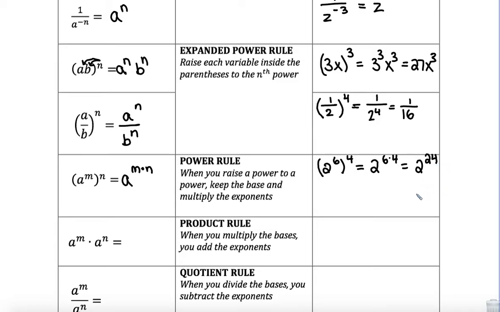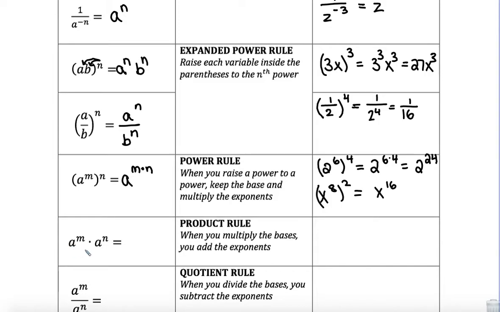A big mistake people make is they want to add these two numbers. It is not adding, you are multiplying. 6 times 4. So x to the 8th squared is x to the 16th. Power to a power, you multiply.